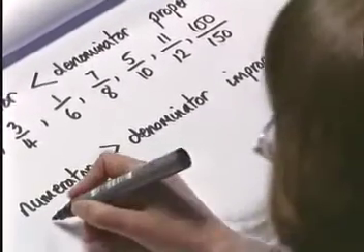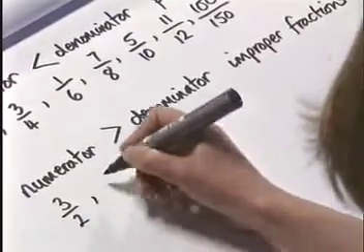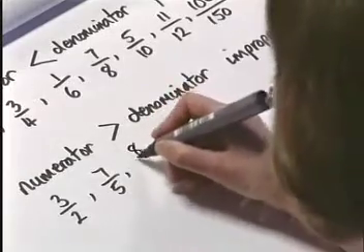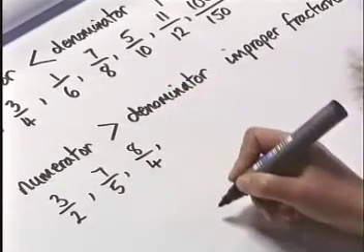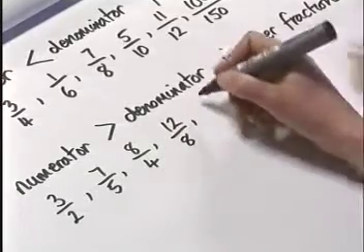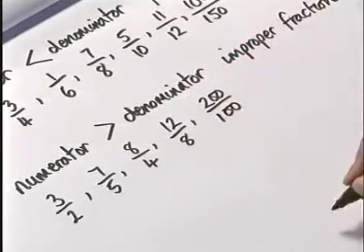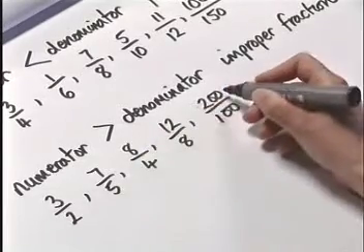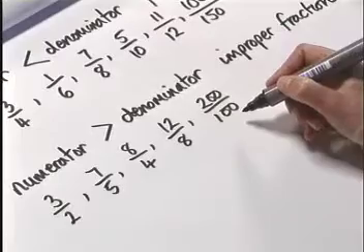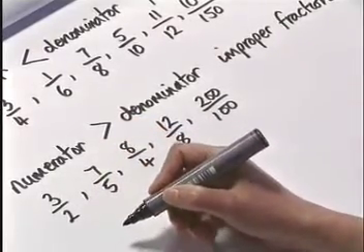And some examples would be 3/2, 7/5, 8/4. We could have 12/8, or we could have 200/100. And in all these cases, the numerator is larger than the denominator, and it shows that what we've got is actually more than a whole one.